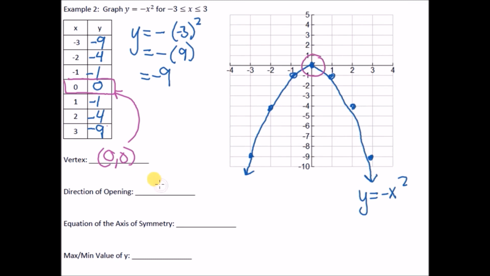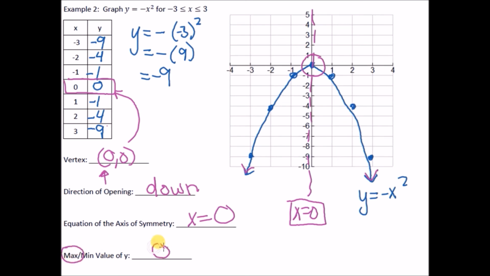Okay, direction of opening, we say down. So if you look at where the arrows are pointing down. Equation of the axis of symmetry, well, that's going to be the x value of the vertex. Or we can look at the graph. It goes through x equals 0. And the min or the max of y, so it's a max this time, and it's again 0. And they're not always going to be this pretty, but I just wanted to give you the base ones.